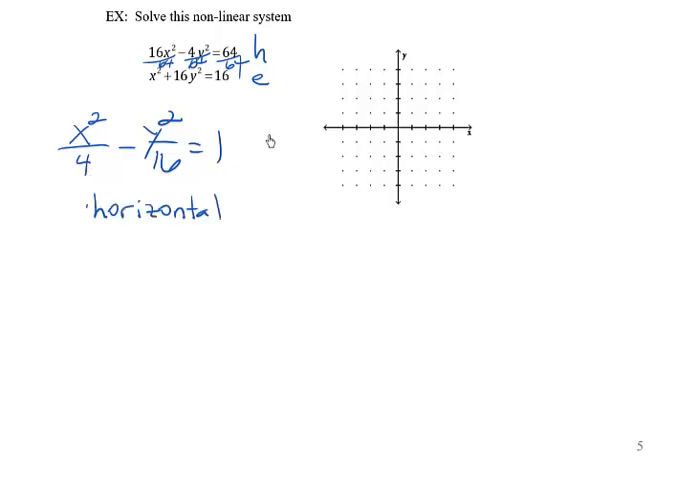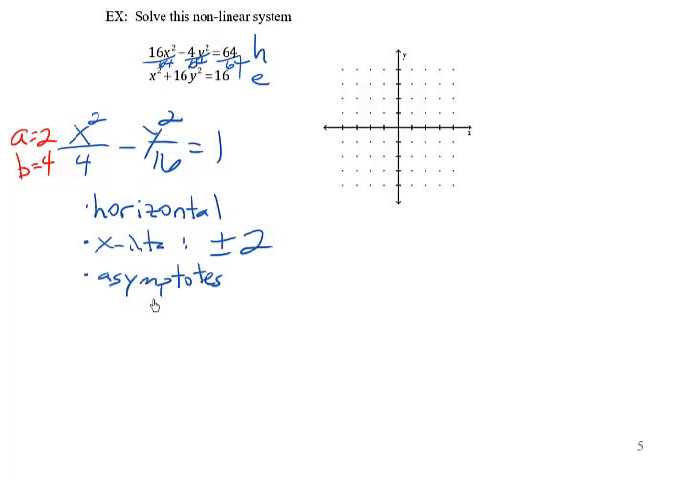My a in this hyperbola is 2, and my b is 4, the square roots of those numbers under the x and y. Horizontal hyperbolas have x-intercepts, and we said they always occur at plus or minus a, so that would be plus or minus 2 in this situation. And then we just need to think about the asymptotes. And essentially what we've been saying is that the b number tells you the rise, and the a number tells you the run, the horizontal information.